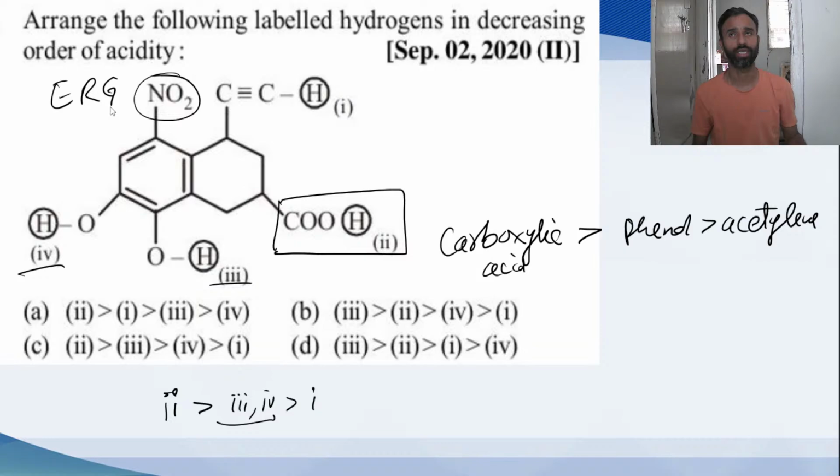It withdraws electrons from ortho and para position more than meta, because at meta there is only minus I effect, but at para there is minus I as well as minus R. So third is more acidic than fourth. Then first. So it is second, third, fourth, first, which means C is the right option.